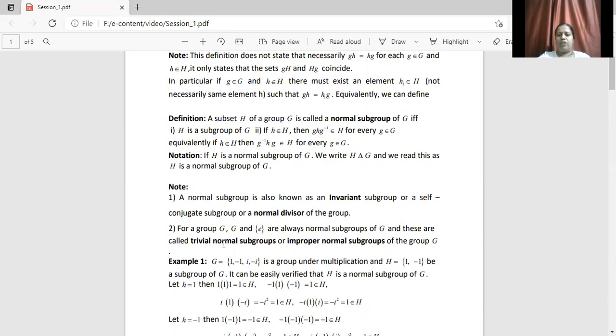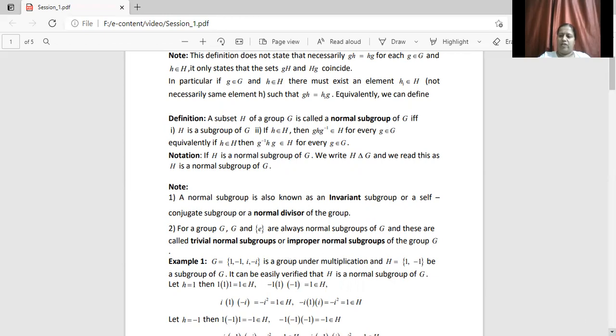Second note, for a group G, G and the identity element e are always normal subgroups of G, and these are called trivial normal subgroups or improper normal subgroups of the group G. Because we know a group is a subset of itself and the identity element is the element of every group, and thus G and {e} are always normal subgroups of G, and these two are called the trivial normal subgroups or improper normal subgroups.